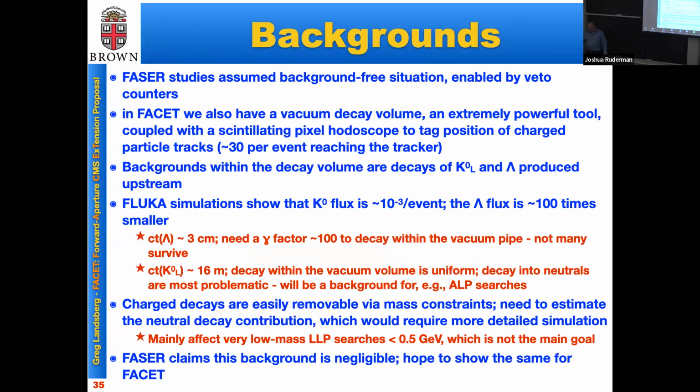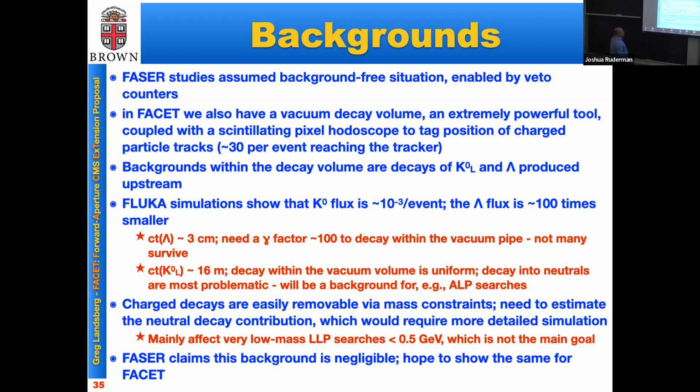And the backgrounds. Essentially, what FASER assumed in all their studies is that this is a background-free situation. This is the theoretical approach. The experimental approach is to reach this background-free situation. That's what they're working on now. In FACET, we hope to achieve the same. And we started investigating main backgrounds, which we believe would come from long-lived neutral particles such as K-shorts, K-longs, and lambdas. They are all secondary production, because all of those which are produced at the IP never reach FACET, they decay much faster.